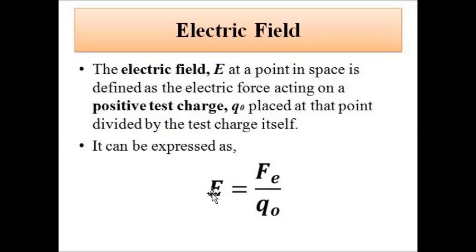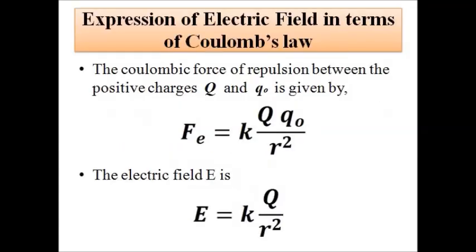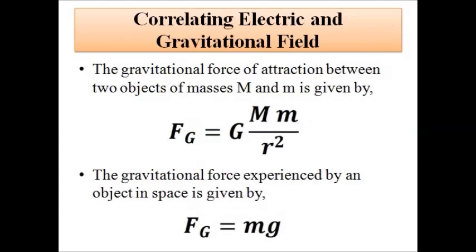Okay, so here we have discussed some basic concepts related to electric field, its basic definition and the mathematical representation in both scalar and vector form. We also expressed electric field in terms of Coulomb's law and established a correlation, trying to find some analogous relationship between electric and gravitational field.